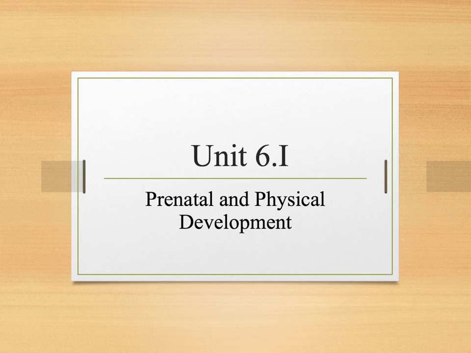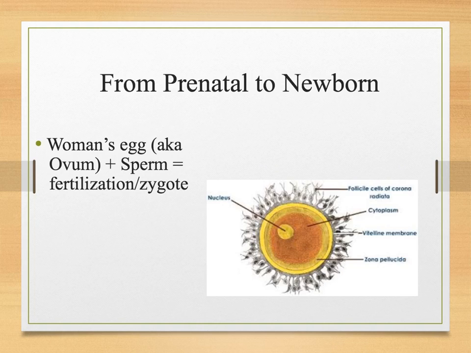All right, so Unit 6.1, as we said, we're going to be focusing on prenatal and physical development. So where to begin with prenatal and physical development? Where we should begin is with the beginning of life, conception. Here we see a woman's egg, also known as an ovum, that's the scientific term there, plus the sperm cells, which equals a zygote upon fertilization. Once the sperm fertilizes the egg, it's known as a zygote, which is a single human cell.